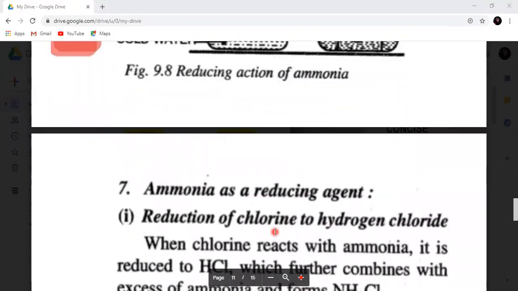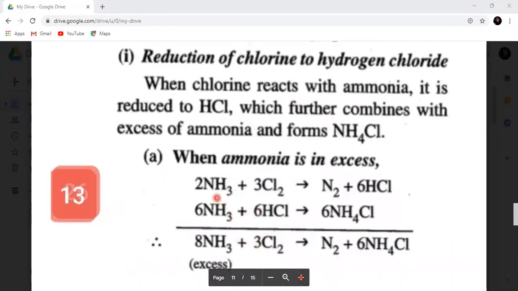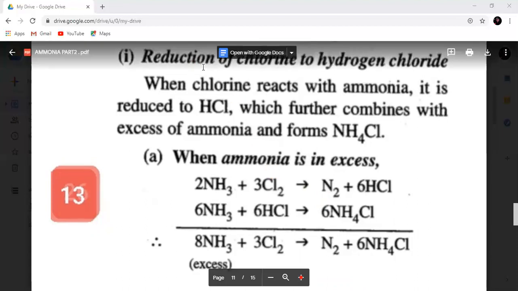When we are discussing the reducing action, one more thing in your syllabus is the reduction of chlorine to hydrogen chloride. How is the process going on? Check it. Ammonia is treated with chlorine gas. There will be a formation of nitrogen with HCl. One very important thing is that we are taking ammonia in excess. When ammonia is in excess, there will be a formation of nitrogen, N2, with ammonium chloride.